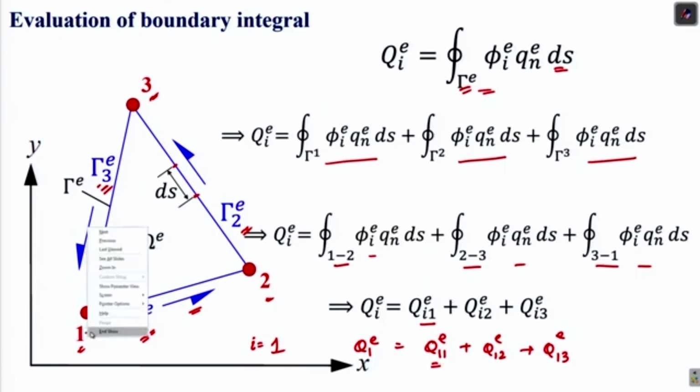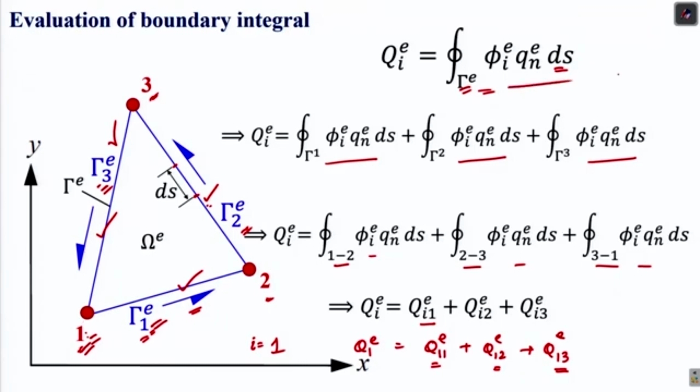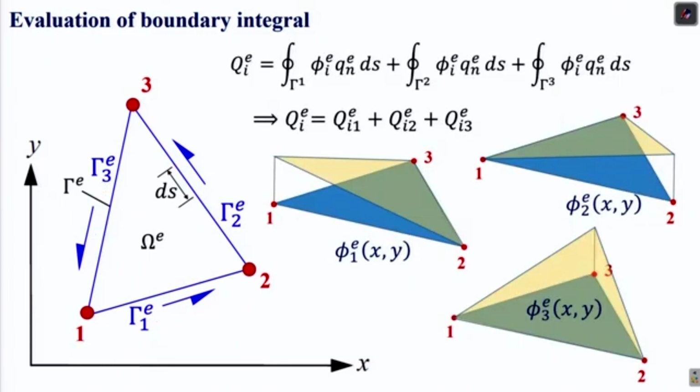So this is the contribution at node number 1 by this boundary, this gives you the contribution at node number 1 by boundary 2, and this gives you the contribution at node number 1 by this boundary. Now just by looking at it, by intuition, we can say that the contribution at node number 1 will come from this boundary and from this boundary. From this boundary, there will be no contribution at node number 1 for this integration. This will be clear when we look at the shape functions.